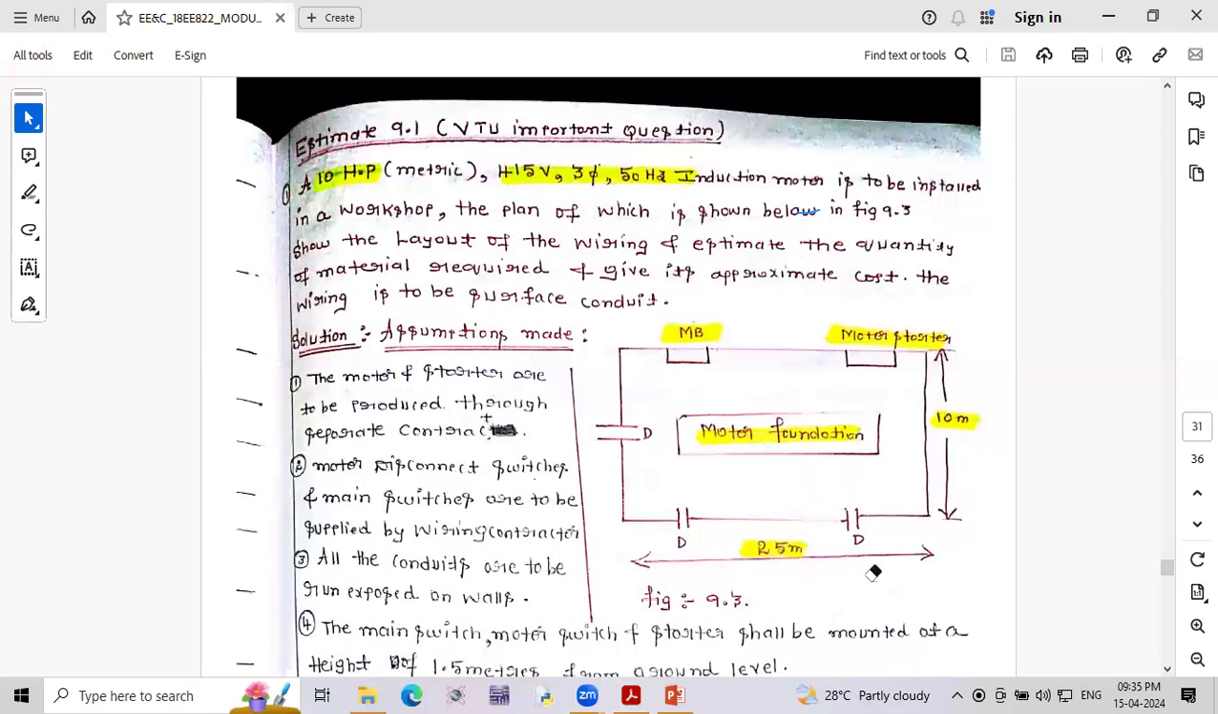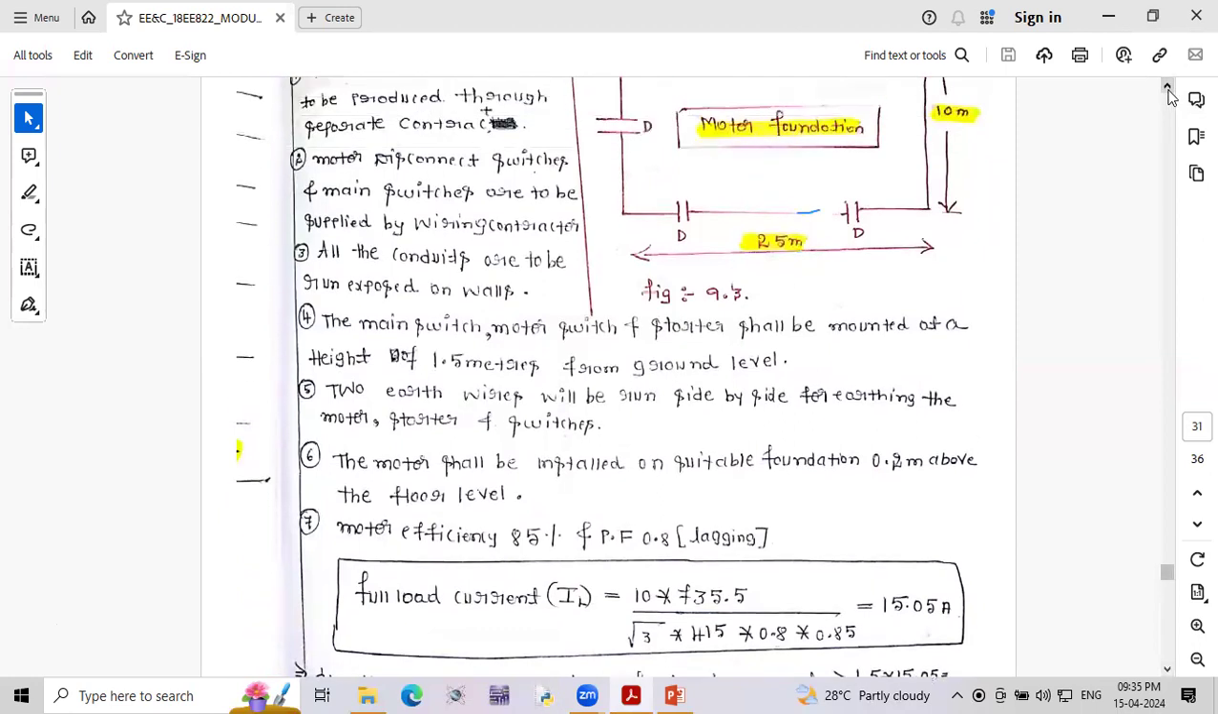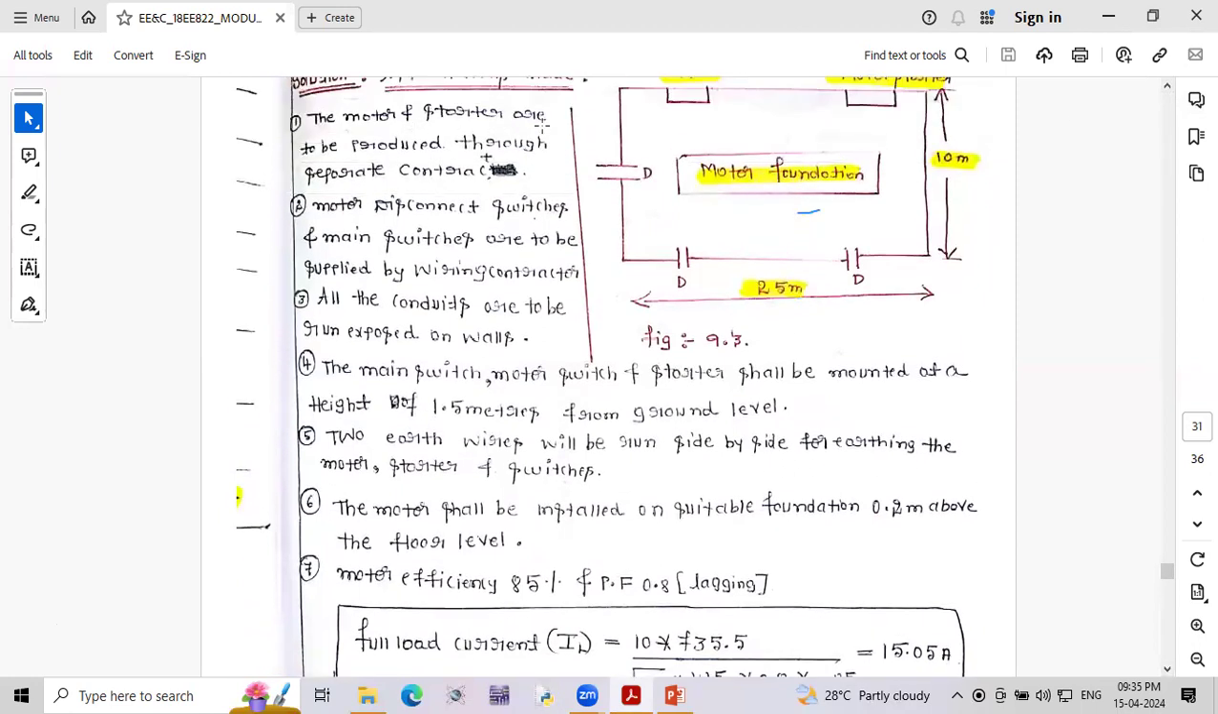Now let's do some assumptions. First, write down the circuit diagram or given layout, and then do some assumptions. The motor and starter are to be procured through a separate contract. Motor disconnect switches and main switches are to be supplied by the wiring contractor. All conduits are to be run exposed on walls. The main switch, motor switch, and starter shall be mounted at a height of 1.5 meters from the ground level.